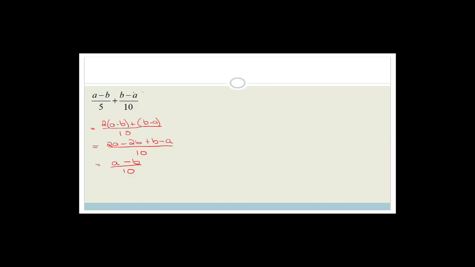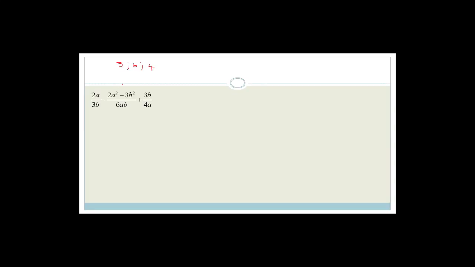Okay, let's do another example. We've got 2A squared minus 3B squared, and we've got 3B, 6AB, and 4A. Again, in order for us to be able to add and subtract or do anything with these numerators, we need the denominator to be common. So what we need to think about is what can 3, 6, and 4 all go into?